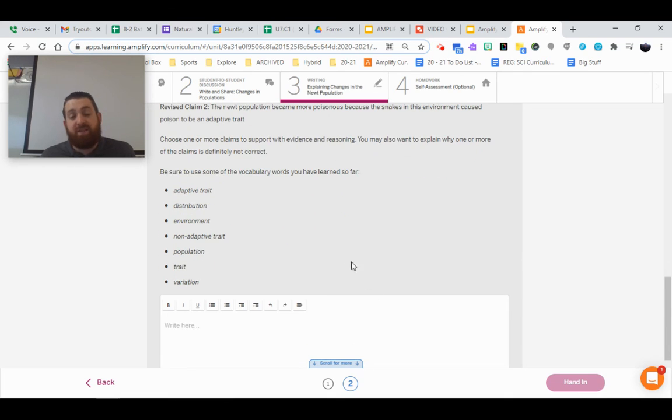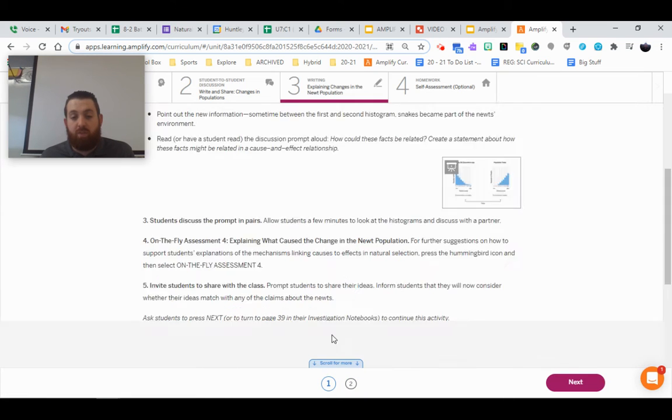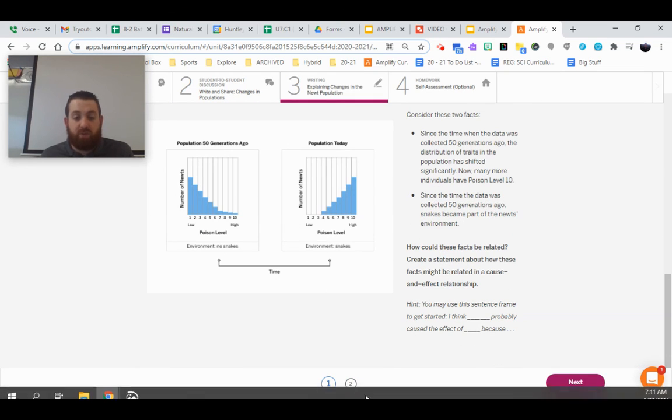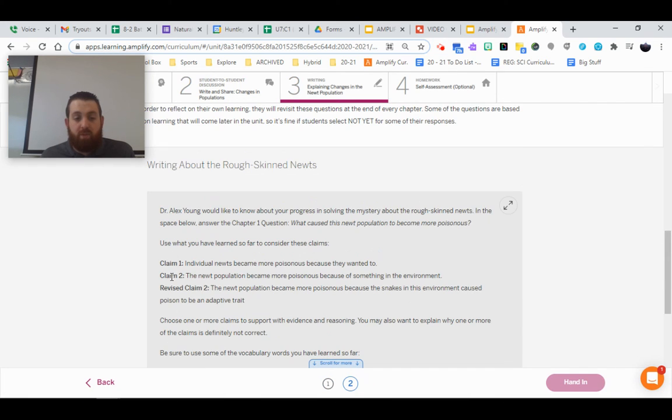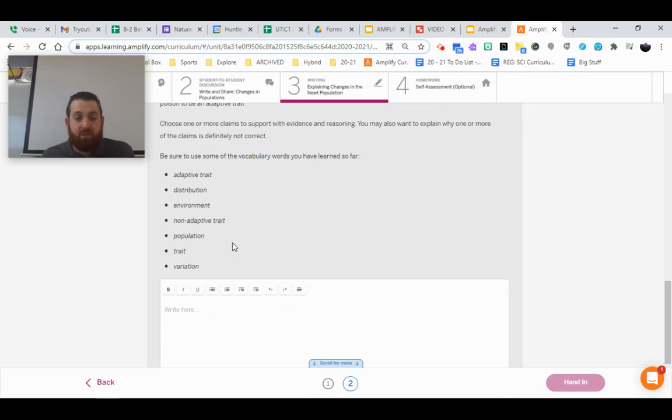If you need to revisit the histogram with our newts, you can click down here on the 1 page. It'll be there to kind of explain what's going on. But once you're done picking your claim, claim 1 or the revised claim 2, and using your vocab to explain what's going on, make sure you hit that hand in button. If you got questions, reach out. Otherwise, good luck.